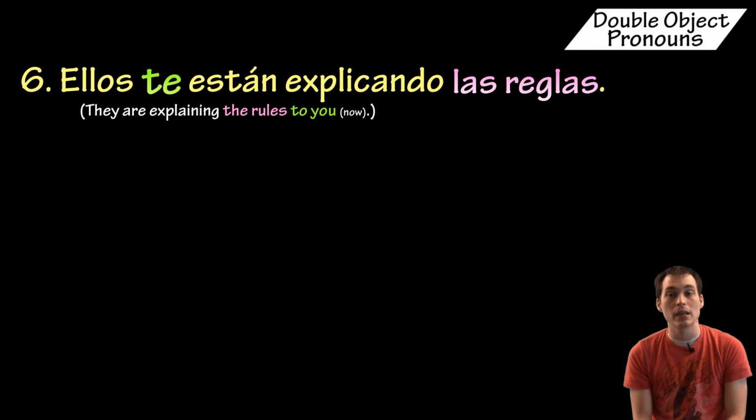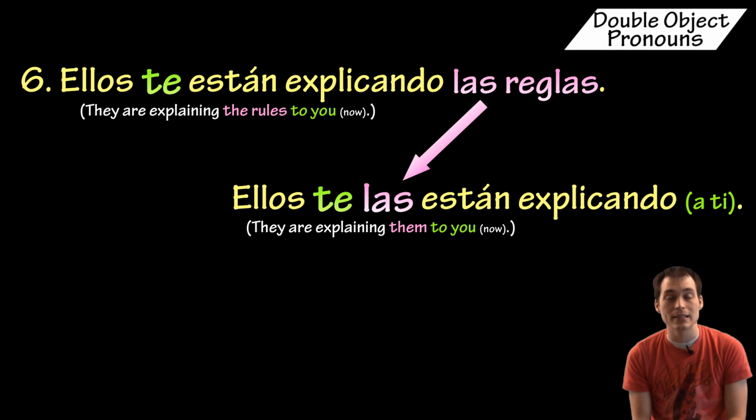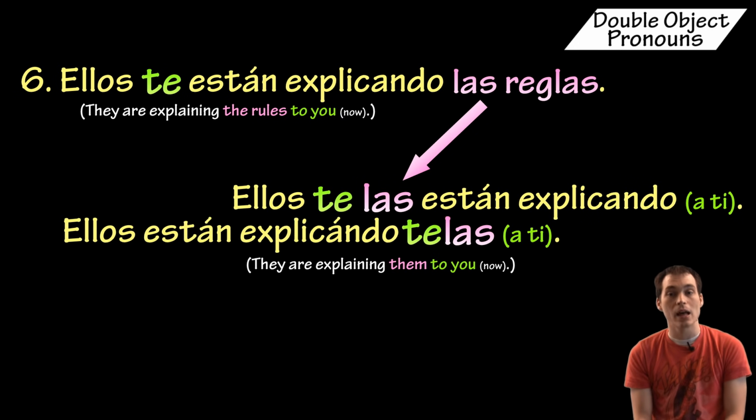Ellos te están explicando las reglas. If we want to say they are explaining them to you, ellos te las están explicando, o ellos están explicándotelas. And with INGs you can also attach this as well.